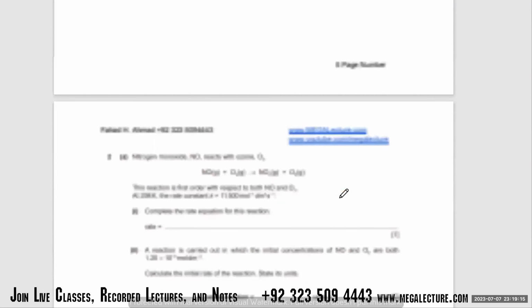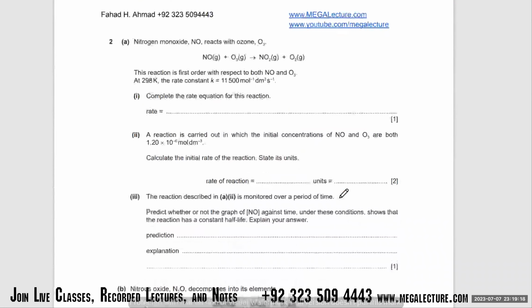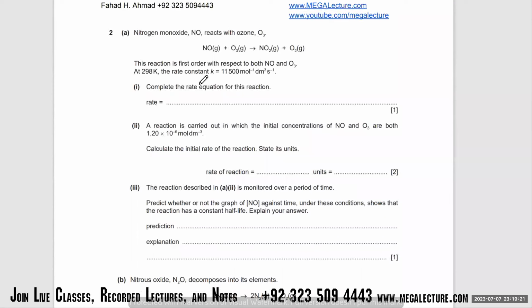As the next one, he's saying complete the rate equation, and the reaction is first order with respect to both. So the rate equation is K, both reactants: NO to the power 1 and O3 to the power 1 as well. So both reactants. Can you try and calculate the initial rate and the unit as well? Both of them have the same concentration. And K is given over here.